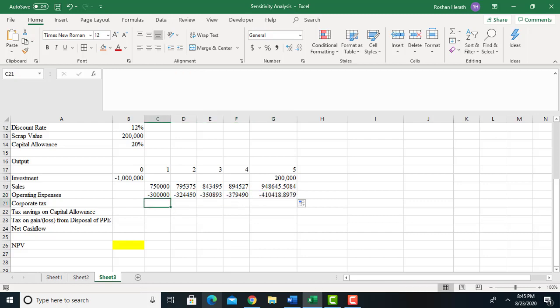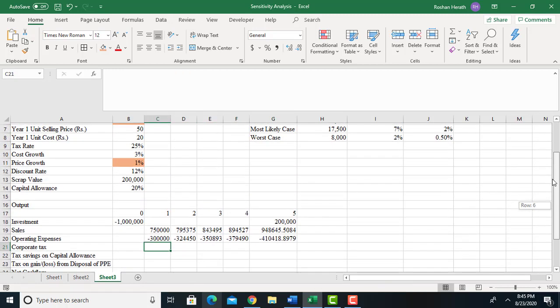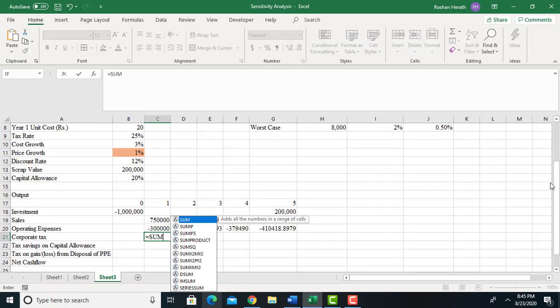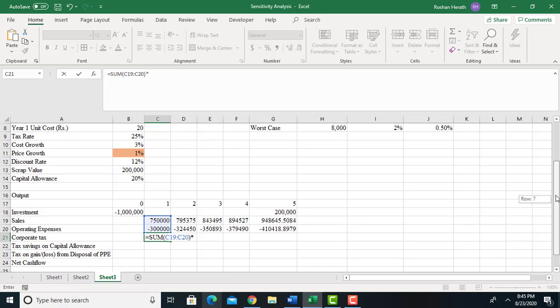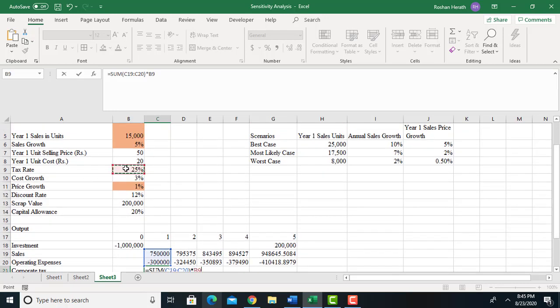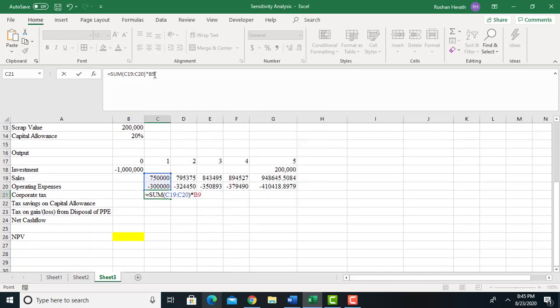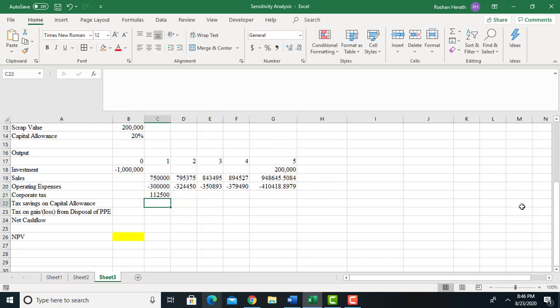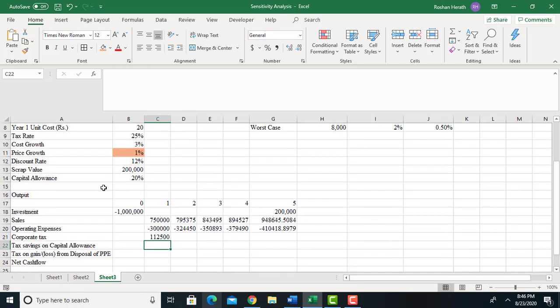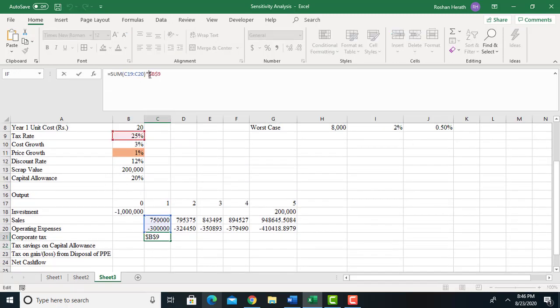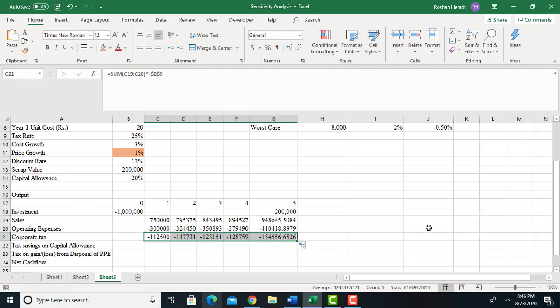Then you can work out the corporate tax by considering the operating cash flows. You can take the summation, and that is into the tax rate, it's 25%. Make it constant. It's B9. So the tax rate applied. Make sure you make it -1 because it's an outflow. Corporate tax, take it up to year 5.